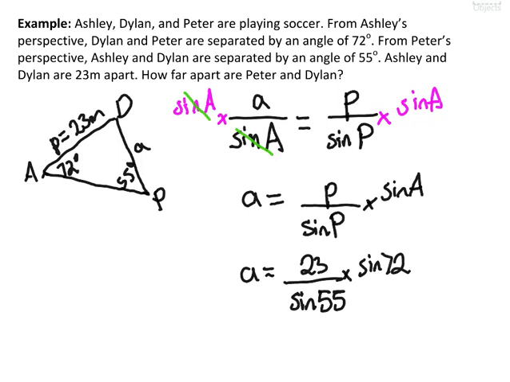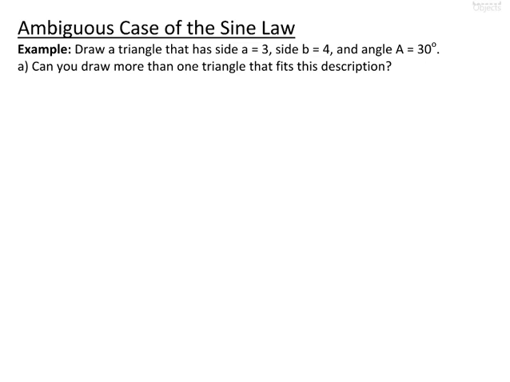So 23 times sine of 72 divided by sine of 55, and I get 26.7 meters. So that means that Dylan and Peter are 26.7 meters apart. All right, here's where the sine law gets really tricky.